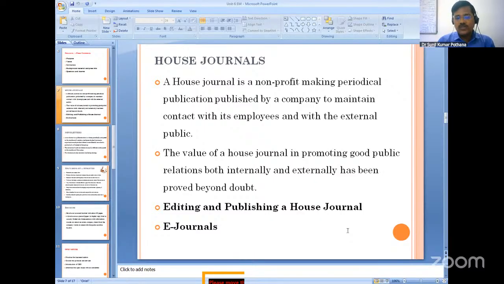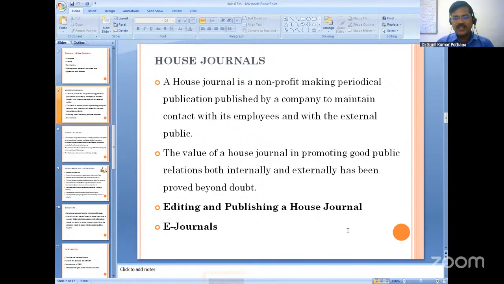The value of a house journal in promoting good public relations, both internally and externally, is beyond doubt. For example, if the management is announcing a bonus to the employees, it is printed in the house journal with the details. It reaches the internal public, meaning all the employees. They may work in another branch or another place, even though they get the full details in the house journal.